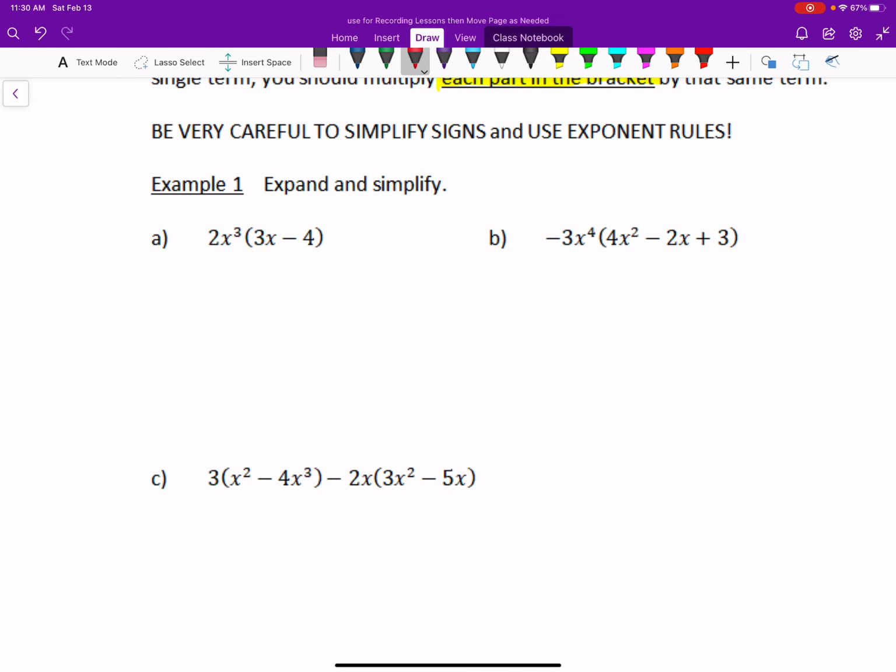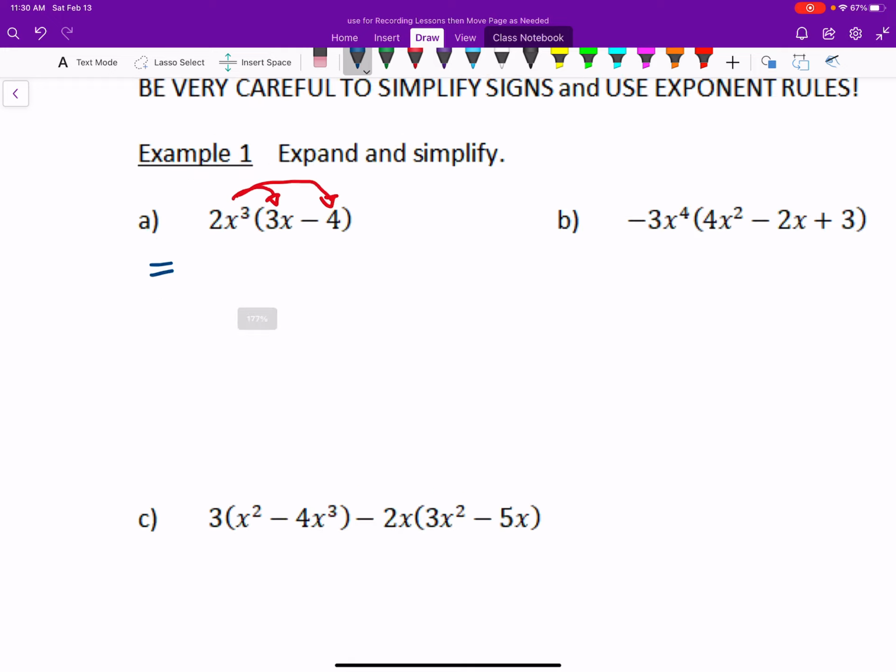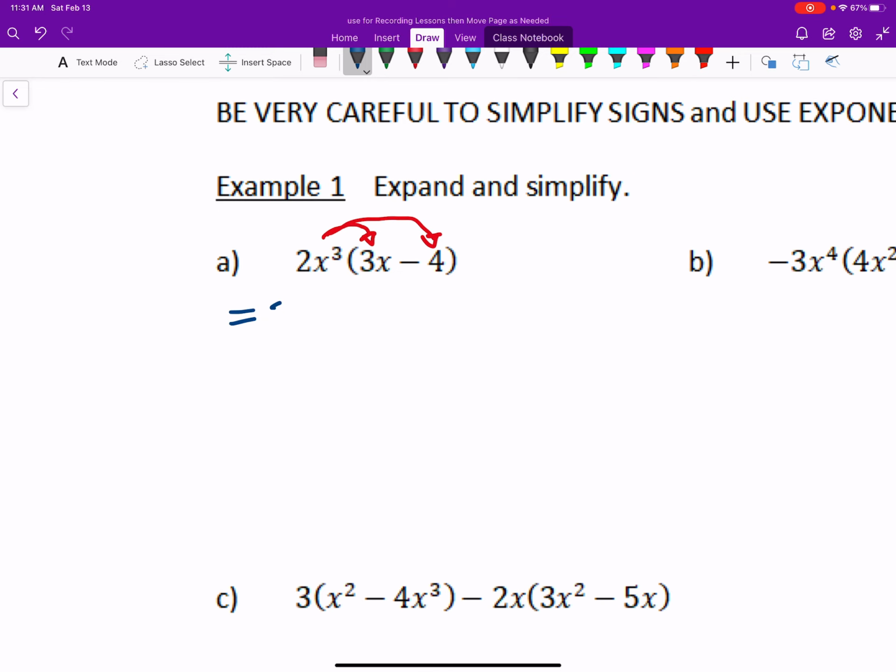So if I'm using the distributive property here, I'm going to multiply 2x cubed times 3x, and I'm going to multiply 2x cubed times negative 4. I don't usually write it this way, but I'm going to write it this way for this one, just so we can be absolutely clear. What I'm doing is 2x cubed times 3x, and 2x cubed times negative 4. Often I just do this in my head, but it's just good to see it at least one time.